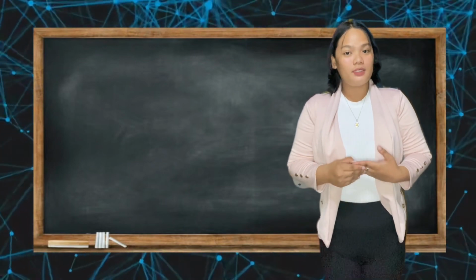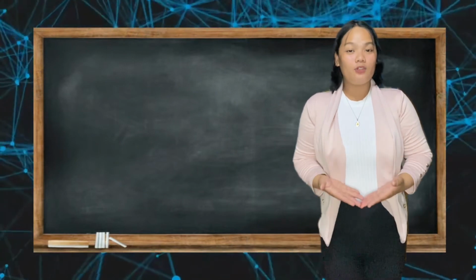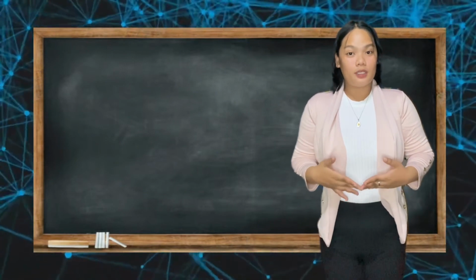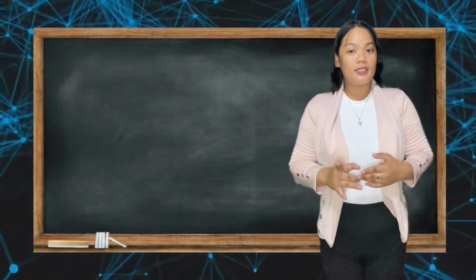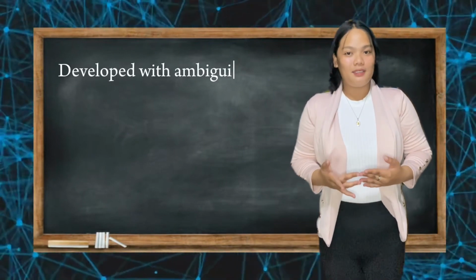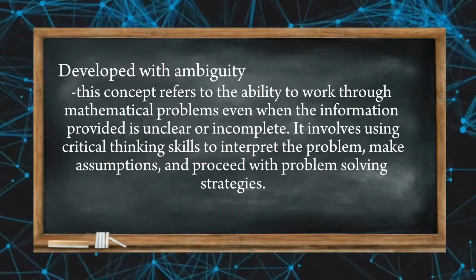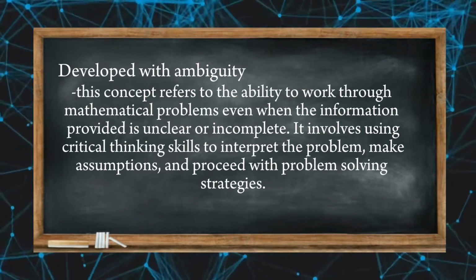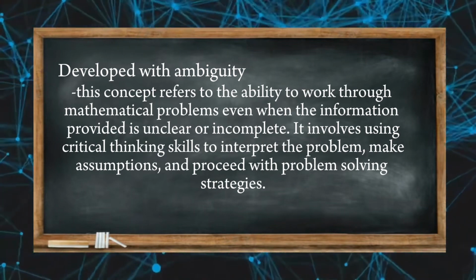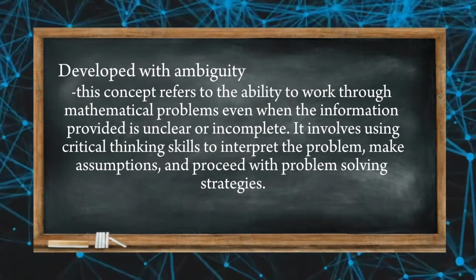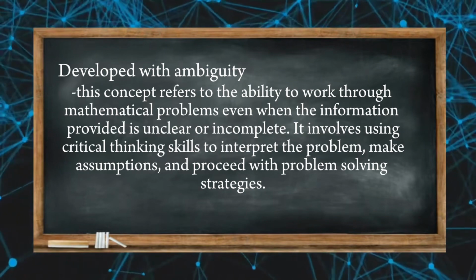So now I'm going to discuss developing mathematical skills with ambiguity, making connections, and applying appropriate concepts to real-world problems. So first, I'm going to discuss developing with ambiguity. This concept refers to the ability to work through mathematical problems even when the information provided is unclear or incomplete. It involves using critical thinking skills to interpret the problem, make assumptions, and proceed with problem-solving strategies.